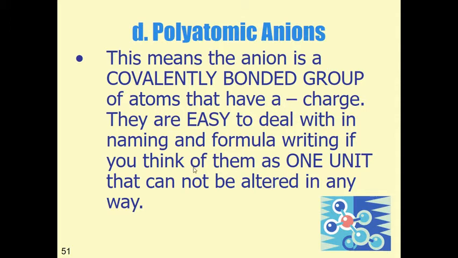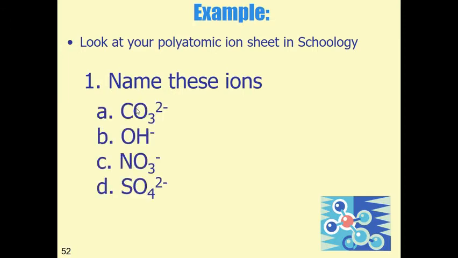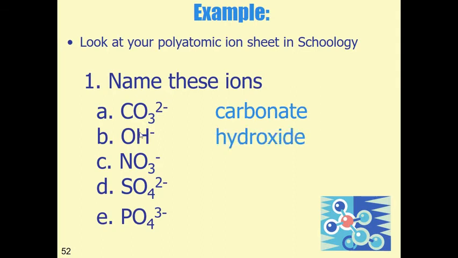To name these, you just look it up in that chart. You look at your polyatomic ion sheet in school and you name these. So if I were to give you all these, you would look up CO3 2 minus on your polyatomic ion sheet, and you would see that it is called carbonate. OH minus is a polyatomic. It is called hydroxide. It is one of the few polyatomics that end in IDE. Most polyatomics end in ATE or ITE.